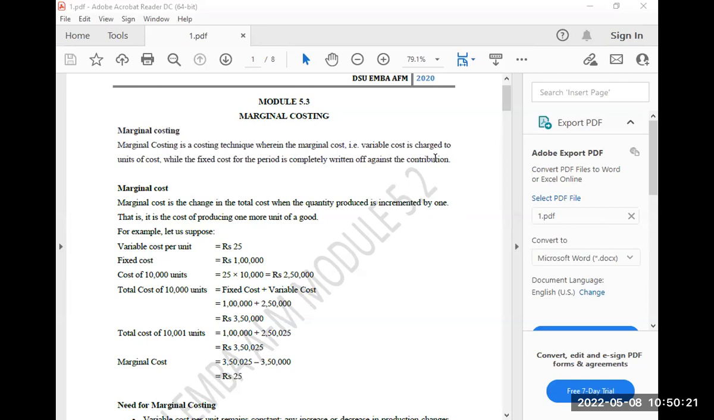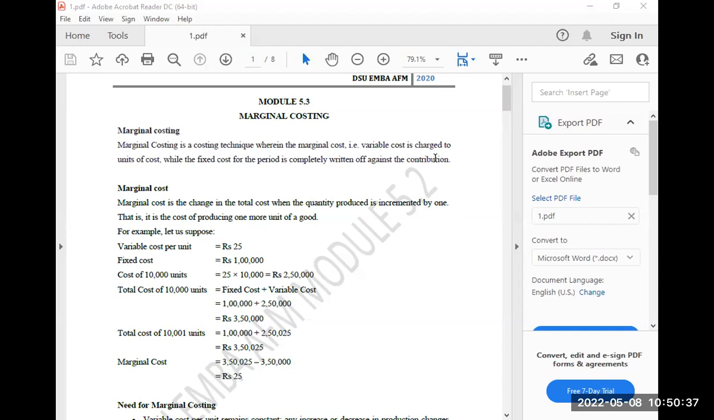First, let us understand the core aspect of variability. Variability means that with the tune of output, this cost also changes. If I increase the output, this cost will increase. If I reduce the output, this cost will also decrease.